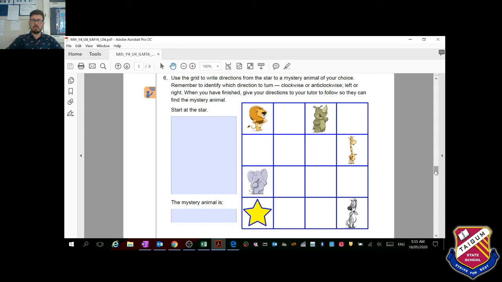When you're finished, if your parents are not busy, you can give them your directions and see if they can find it. So for example, if I wanted to go to the rhino, I'd move forward. I'd have to say I'm moving right 2 squares. And then to take a turn, I would go from facing this way to now facing this way, which is anti-clockwise. So I'd have to make an anti-clockwise turn, and then I'd have to move forward 3 squares, okay? So write out your directions and the mystery animal. Off you go.